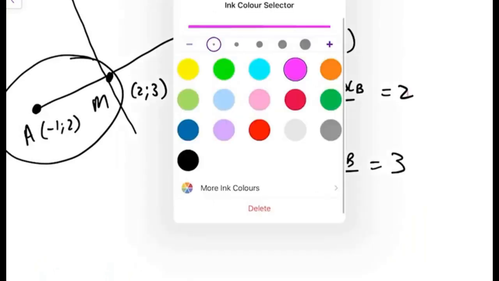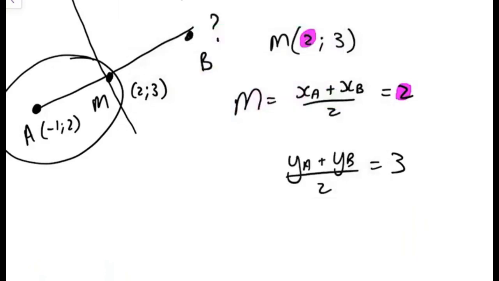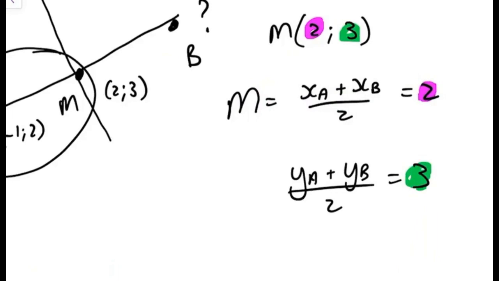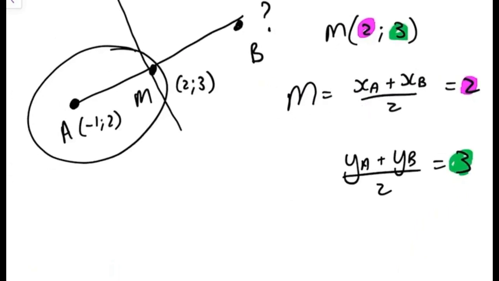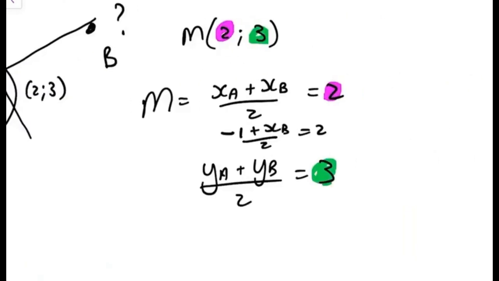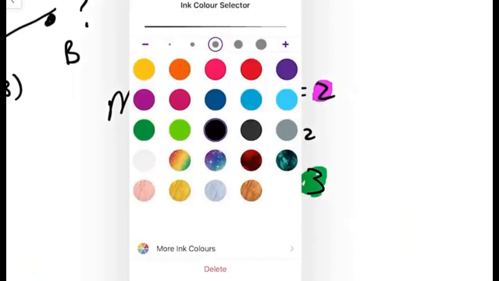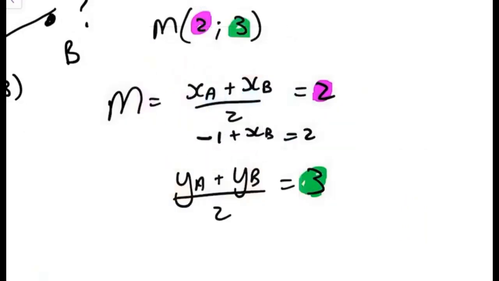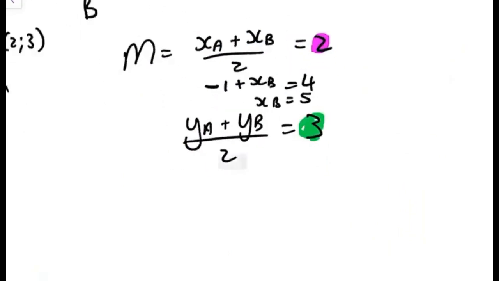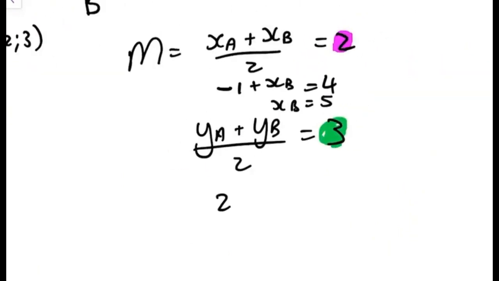This 3 is this 3 over here, and then you can plug in your value. So let's just plug in my x of A is -1 plus x of B. Okay, so if I take my 2 to the other side, that's going to become 4. I'm just going to quickly write that there. So my x of B is going to be 5. And here my y of A is 2.